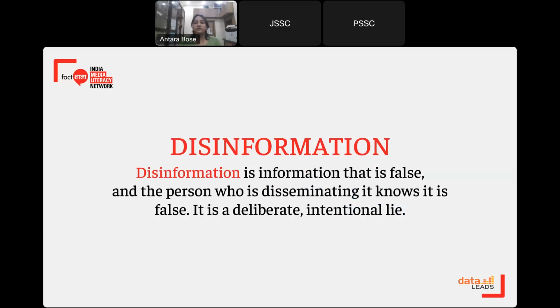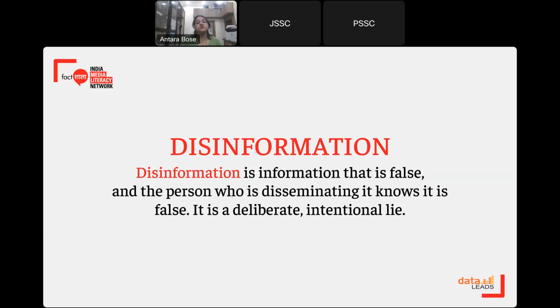The piece of information is true, but the intention for sharing it may be wrong. A current example of malinformation may be the Manipur issue, where these women were paraded naked. That was real, but then people started circulating it with a wrong intention, which actually created more chaos across the country. So misinformation is where you don't know whether it is true or not, but you share it because you think it is true.